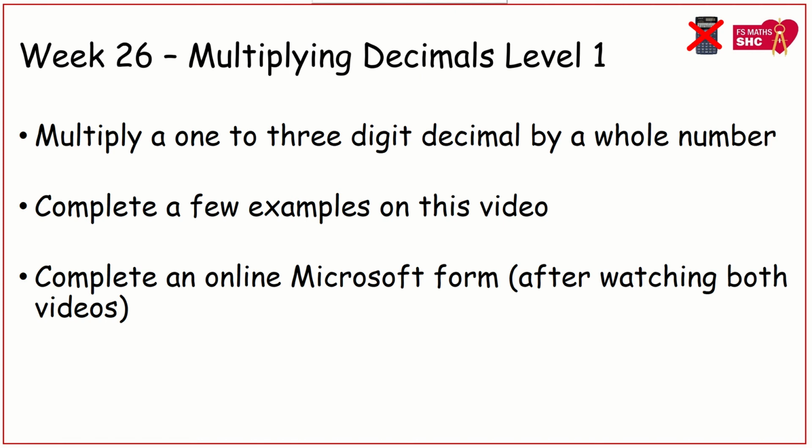You have to be able to multiply a 1 to 3 digit decimal by a whole number. We're going to do this by completing a few examples together. And then if you want to do some more practice, I'll put a resource up. But then ultimately, you're just going to do an online Microsoft form. You're just going to click on a link and answer the questions online and it submits it for you. But you're only going to do that after you've watched both videos.